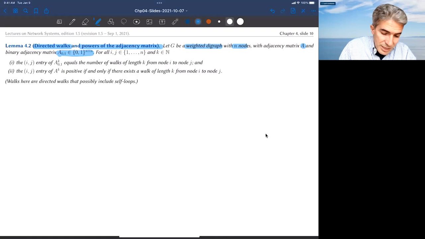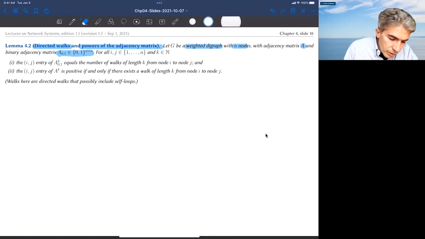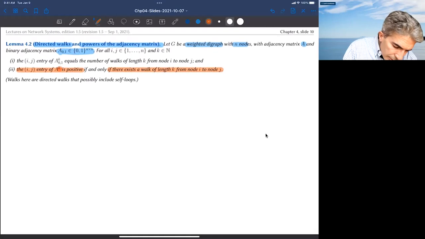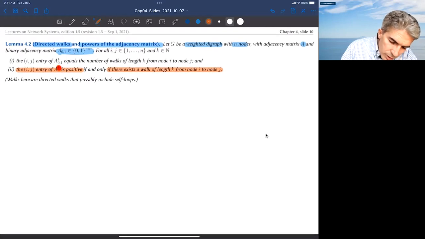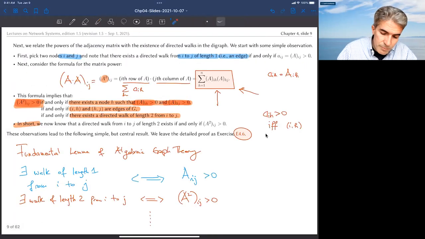The following two statements hold. If you have a weighted matrix, the ij entry is positive if and only if there exists a walk of length k from i to j. And the k is the power of the matrix. It's the same as the length of the walk. So that's perfect. Moreover, there's one more piece of information that you can extract from the previous page.